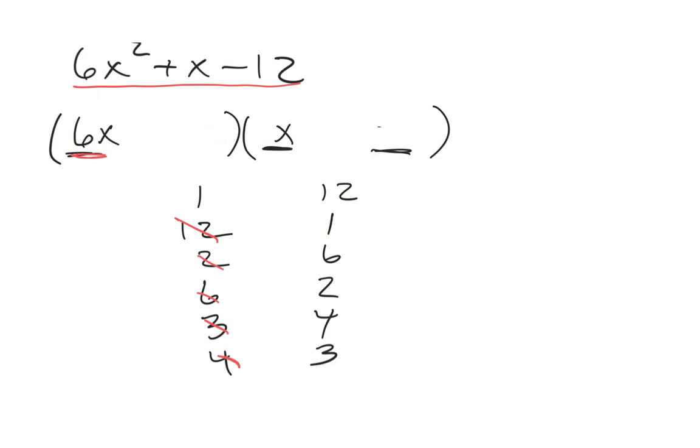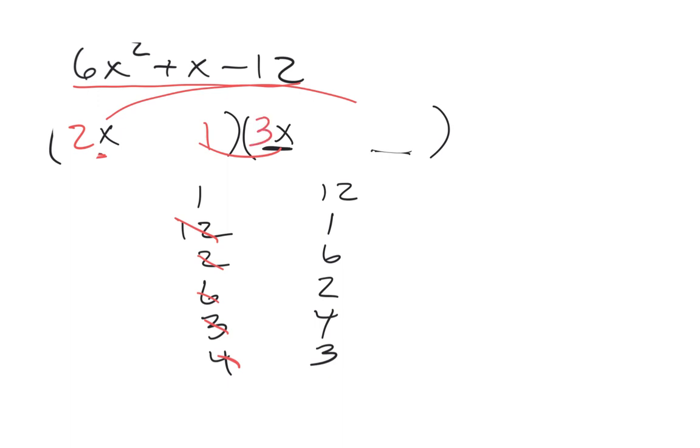What I can do, though, is I can try the 1 and the 12, and if I multiply that out, I'm not going to get positive 1 in the middle. So then the other option for me is to try 2x and 3x, and I'm going to run through that same process.